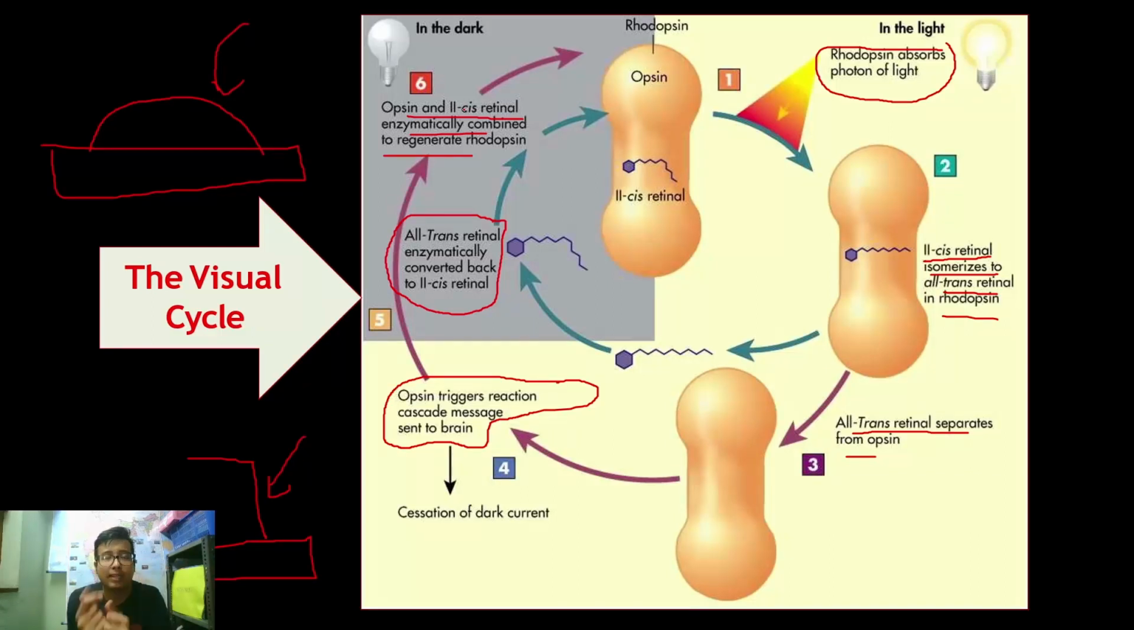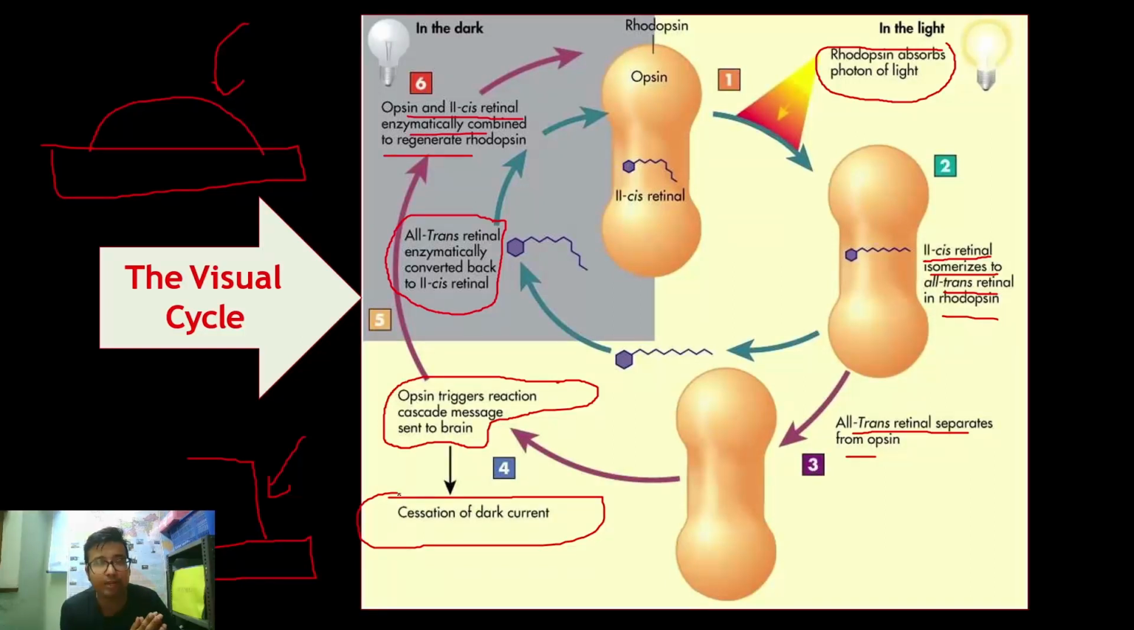Suddenly, if light is switched off, you won't be able to see anything. Why? Because when there is excess light, it does not allow the rhodopsin to be formed. As soon as the light impulse stops, the dark current ceases, and then the rhodopsin can combine with 11-cis retinal and it's ready for another cycle of light vision.